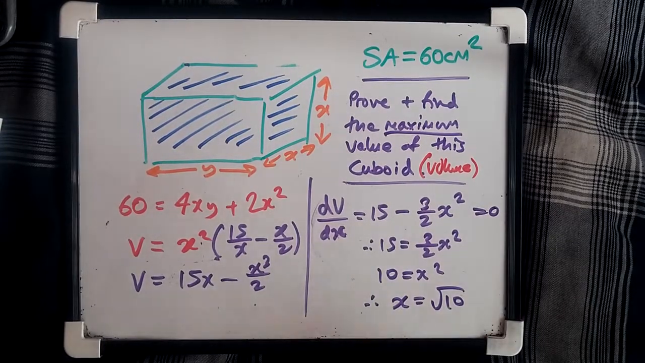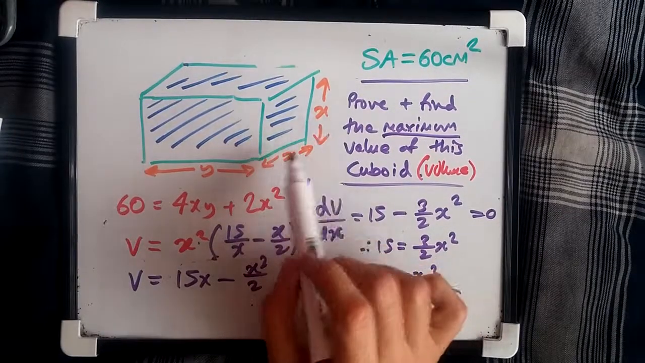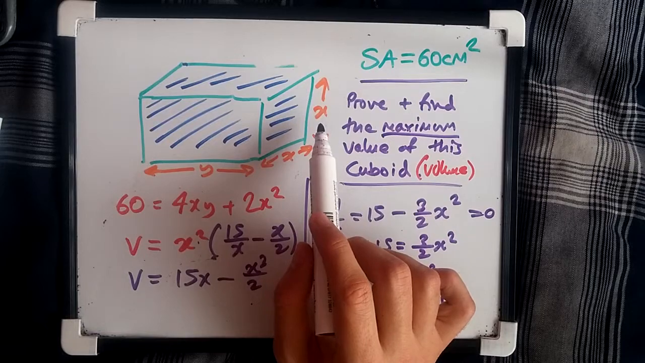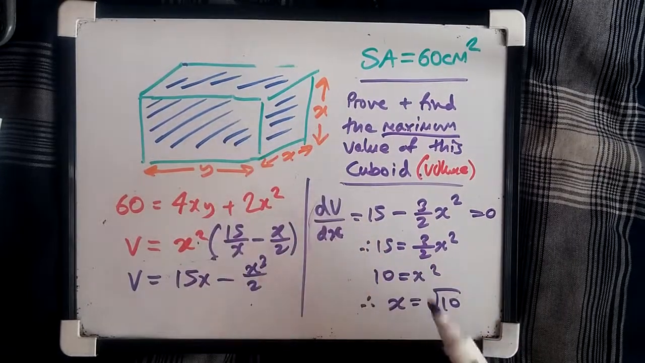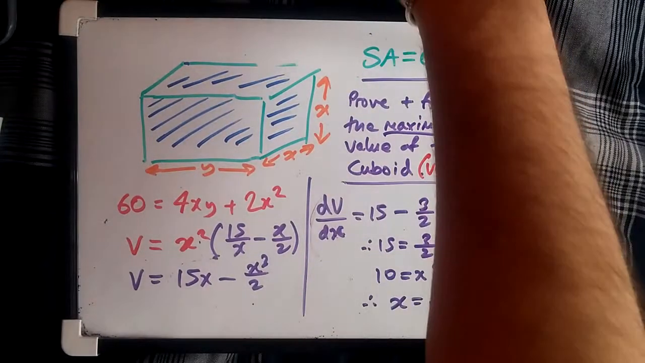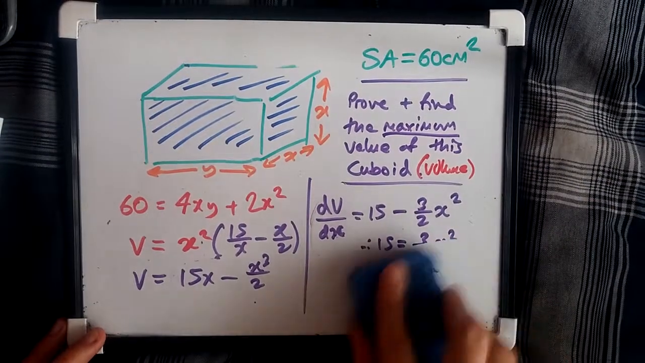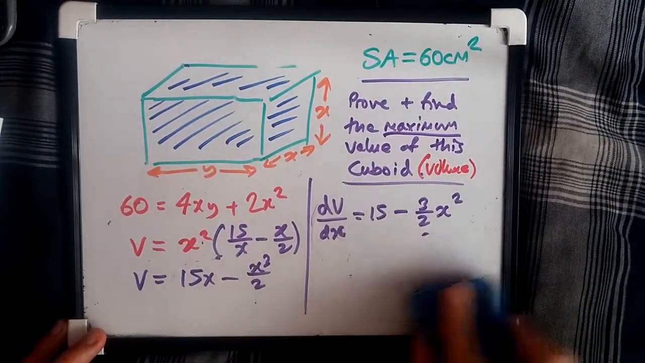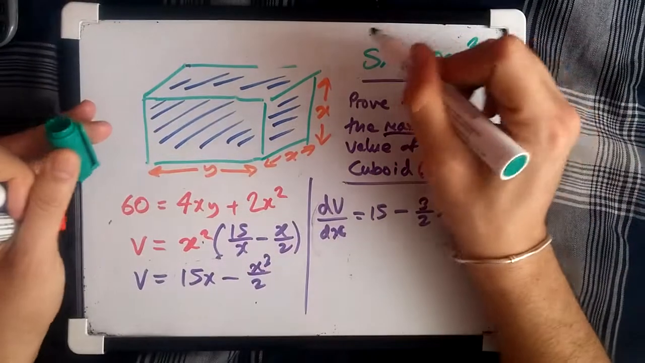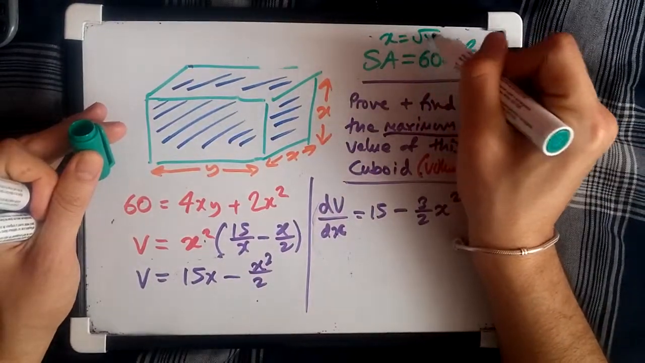Why is it only plus? Well, because first we need it as a length. The length can't be negative root 10. That's for sure. So it's going to be root 10. So using x equals root 10, I'm just going to save it at the top because it's going to be useful later. So x equals root 10.